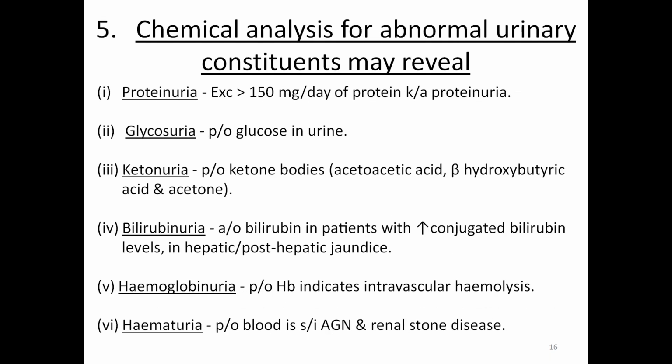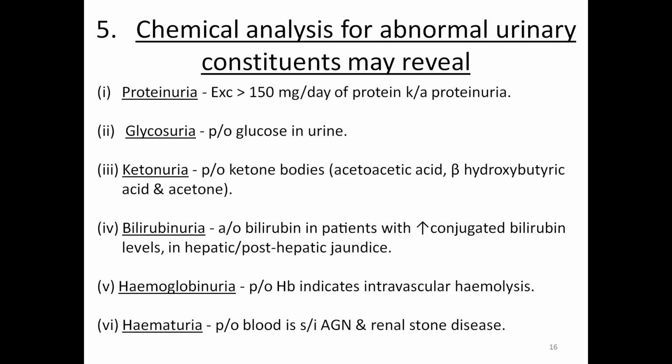Then we do chemical analysis for abnormal urinary constituents. Normally up to around 150 milligrams per day of proteins are excreted daily in urine. And if the excretion increases above 150 milligram per day of protein, then this is called as proteinuria.